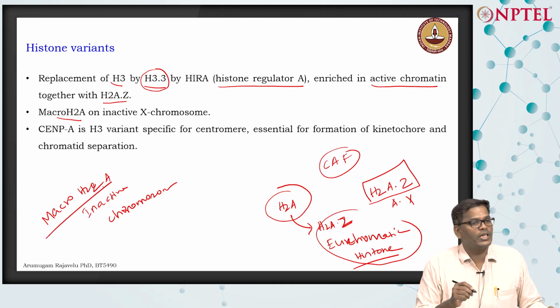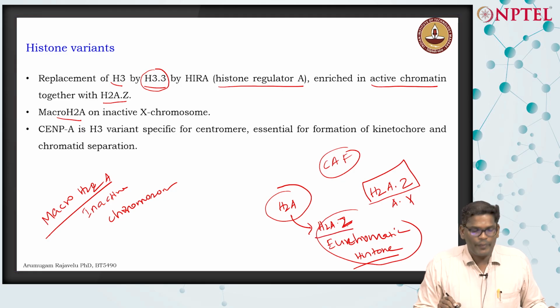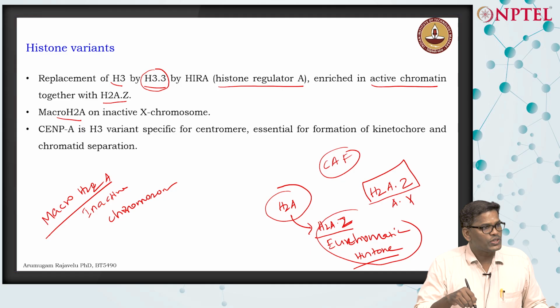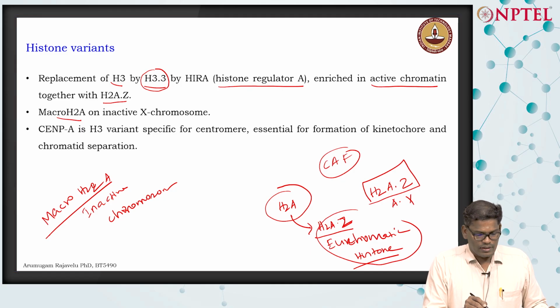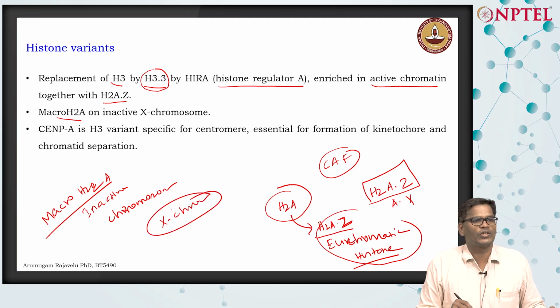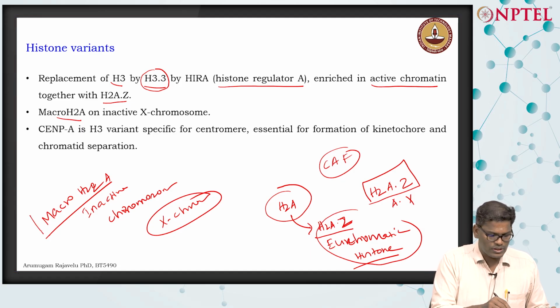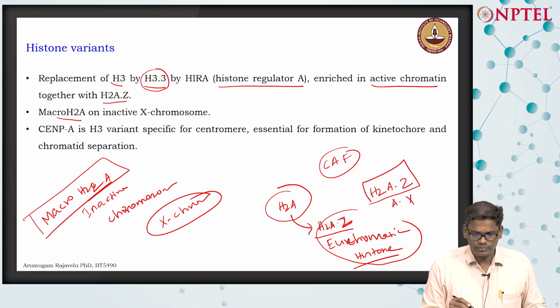So basically, macro H2A is a repressive histone variant. H2A.Z is an active histone variant, and macro H2A is a repressive histone variant. Mostly it is present on the X chromosome inactivation. As of now, the data shows that macro H2A is highly rich in the highly condensed X chromosomes, in female X chromosomes. So that also tells us that macro H2A participates in X chromosome inactivation.